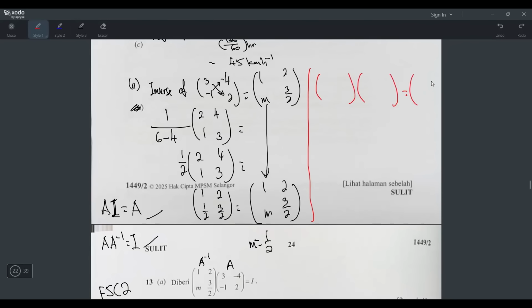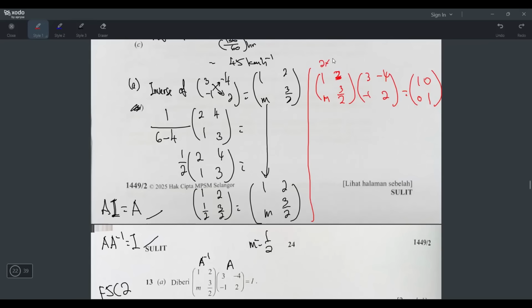So this one is I. The I will write it as 1001, and then this one is 1 3. Sorry, this is 2. Sorry, 2, and then m 3 over 2, and then 3 negative 4 negative 1 2. So the second method, you do it like this. You just darab. Just darab.